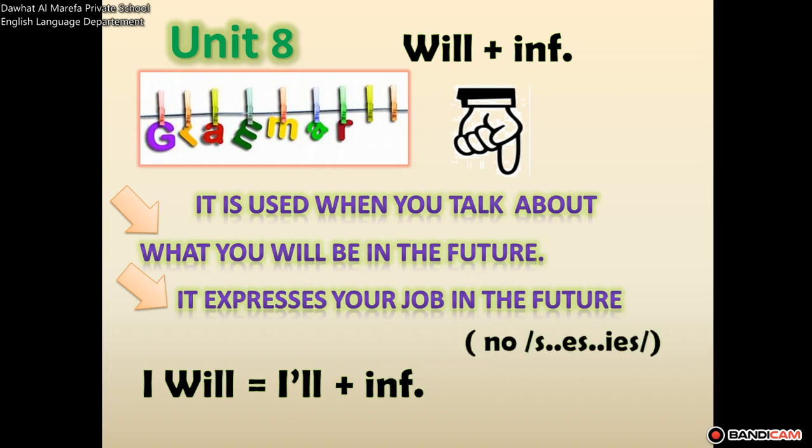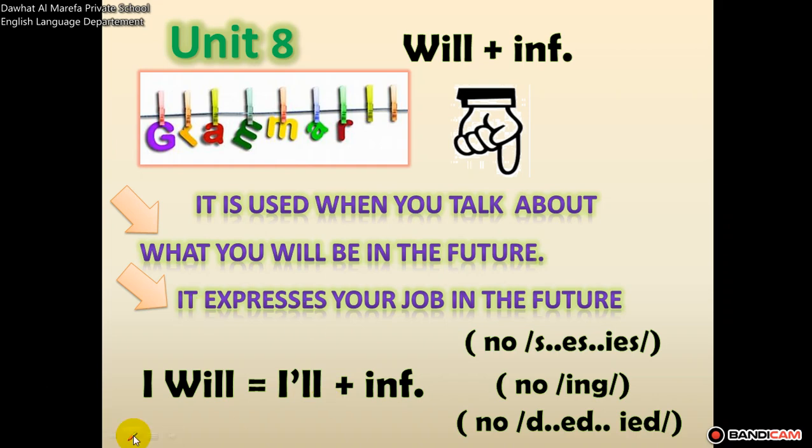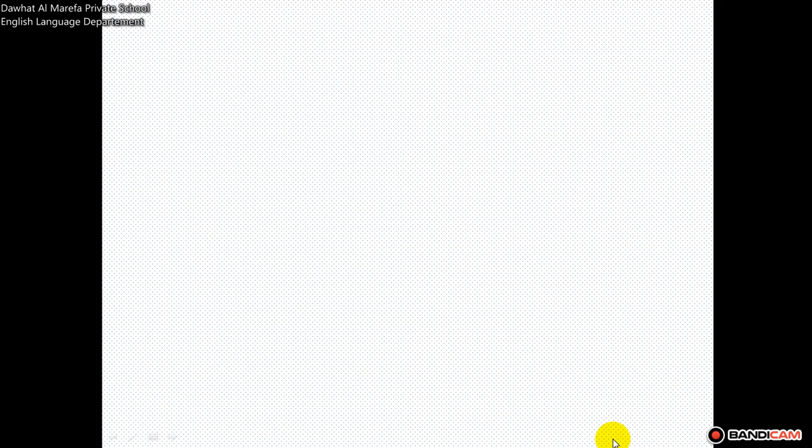It has no S or ES or IES. It has no ING or no D or ED or IED. So the infinitive form is the simple form of the verb, or the exact form of the verb without any additions. It has no S, it has no ING, it has no D or ED or IED.